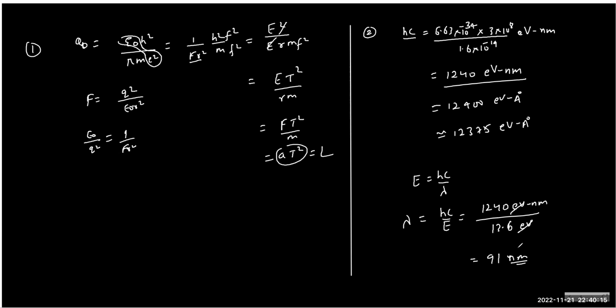I hope this is clear. And for He and Li, you multiply with the number 4 times and 9 times. That's the answer. So 91 into 4, how much? 360. You can check the answer.